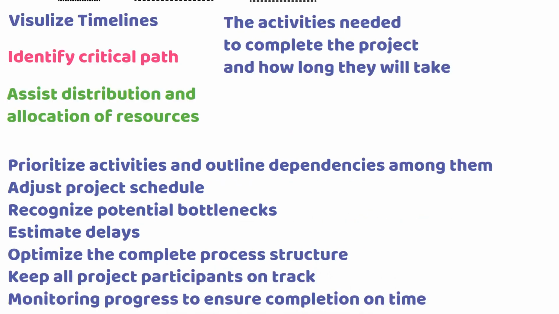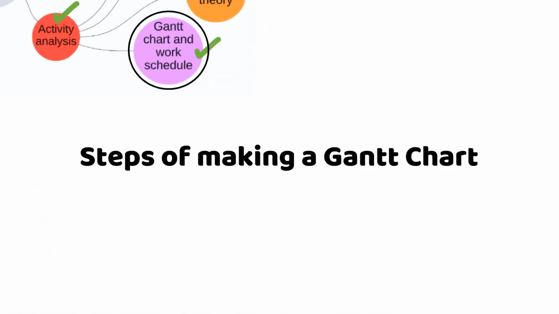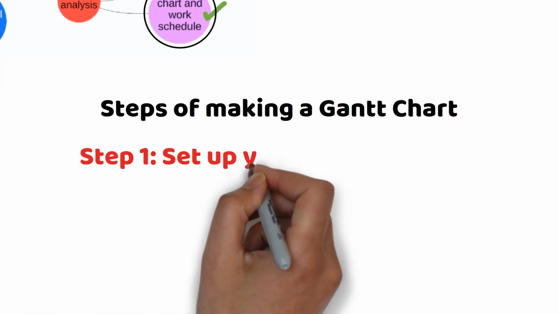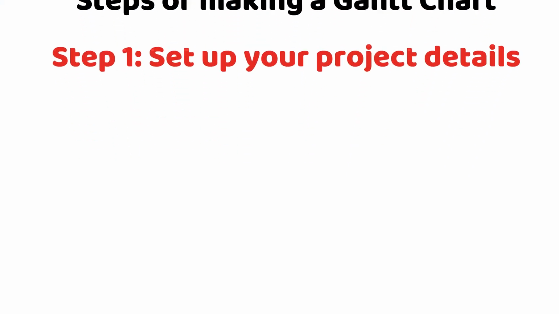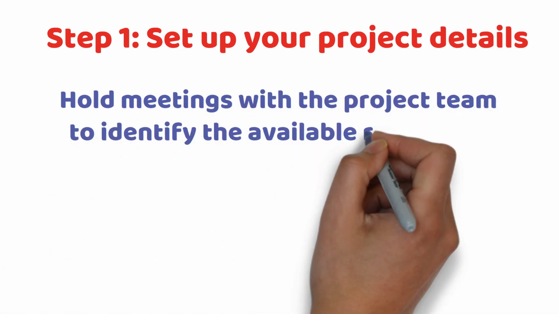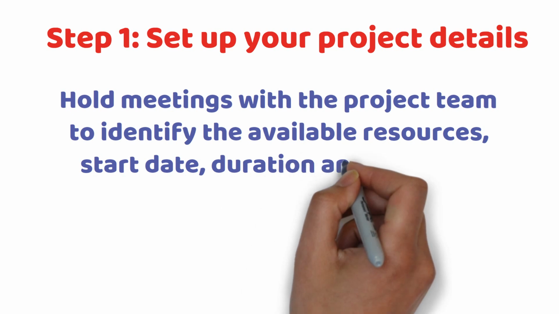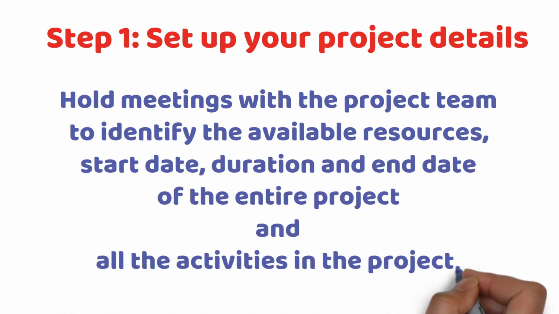Now, let us discuss the steps of making a Gantt chart. Broadly, there are 8 steps to create a Gantt chart. Step 1. Set up your project details. You must gather basic project details before mapping out activities on a timeline. The best idea for this is to hold meetings with the project team to identify the available resources, start date, duration, and end date of the entire project and all the activities in the project.